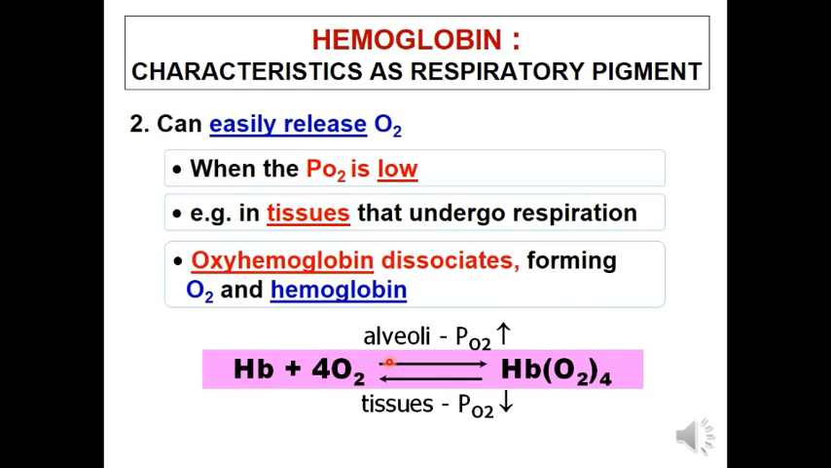Here we can see that oxyhemoglobin, when the partial pressure of oxygen is low at the respiring tissues, will dissociate to form oxygen and hemoglobin.